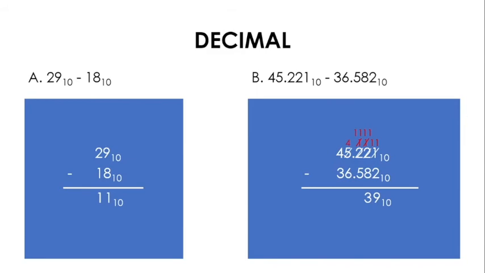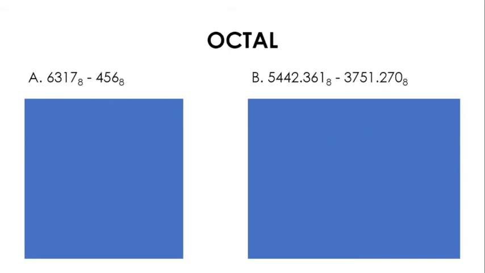We have 11 minus 5, that is 6. We cannot subtract 4 from 6, so we'll borrow again. 14 minus 6 is 8. And for the last digit, 3 minus 3 is 0. So the answer for this example is 8.639. For the next topic, we will be subtracting octal numbers.